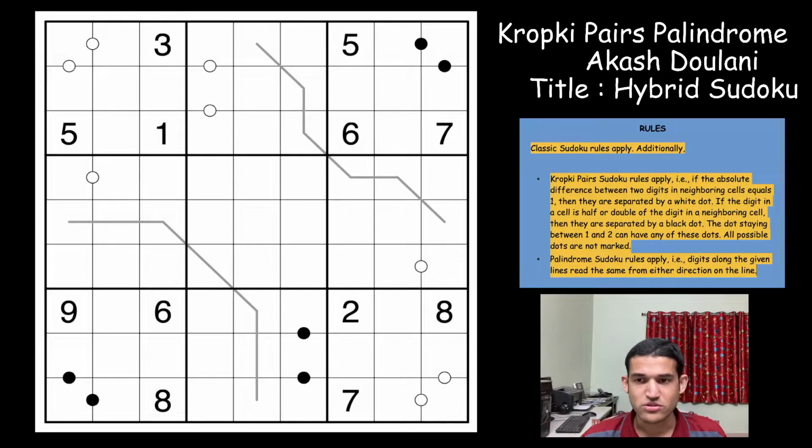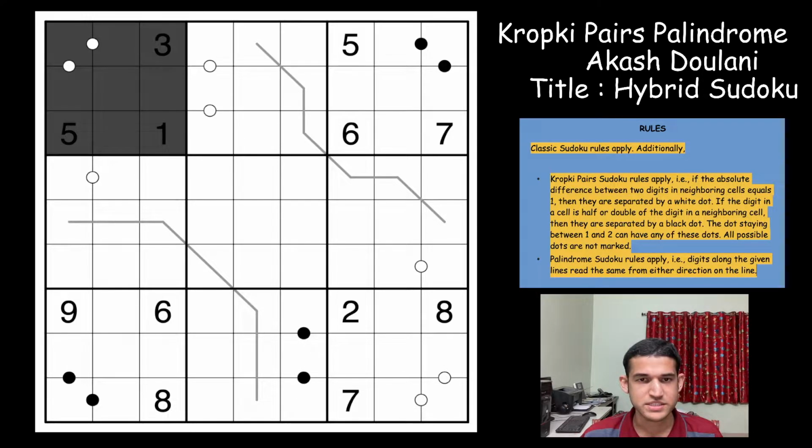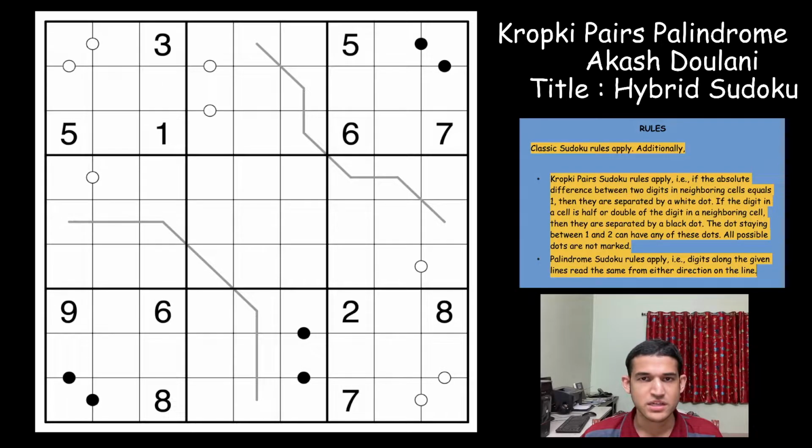So let me go to the rules now. Classic rules apply. So let me switch over the window. Okay, so each row, each column and 3x3 box in the grid has digits 1 to 9 without repetitions. Kropki and palindrome rules apply.